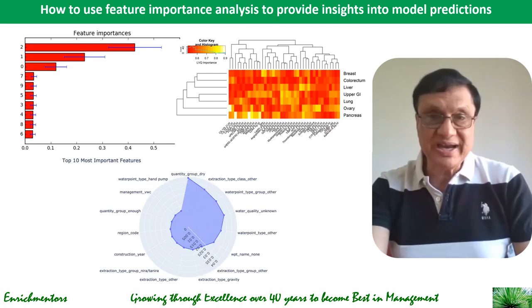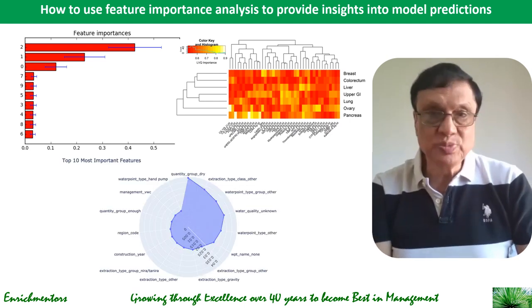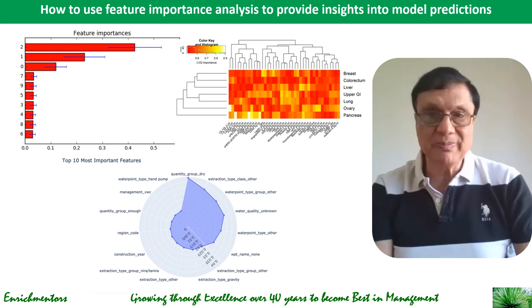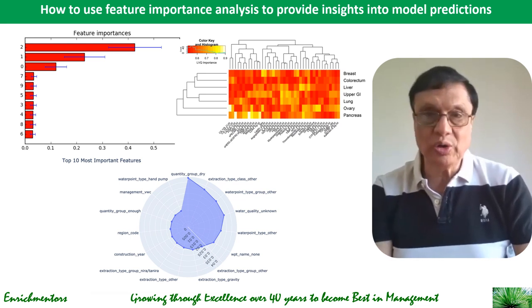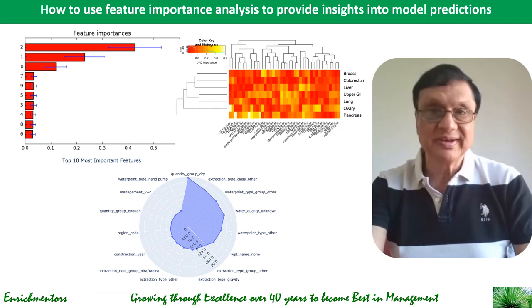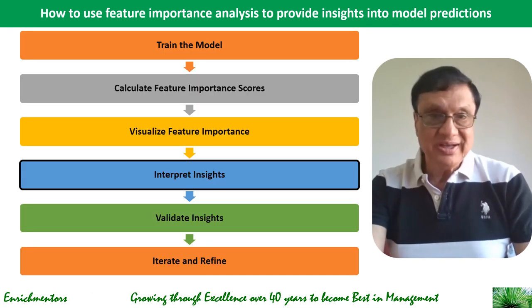And also, you can use scatter plots that can be used to visualize the relationship between feature importance and other metrics such as feature values or target variable values. The next step is to interpret insights after having visualized them. So how do you do that?